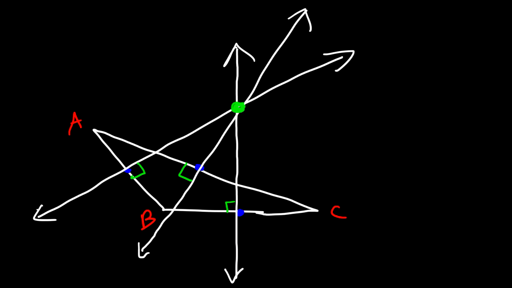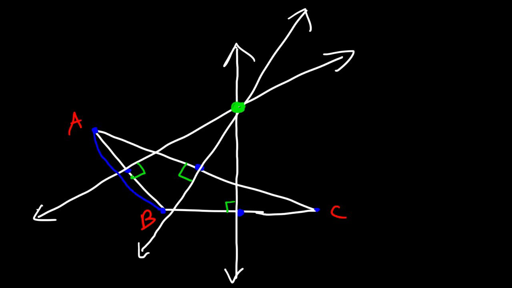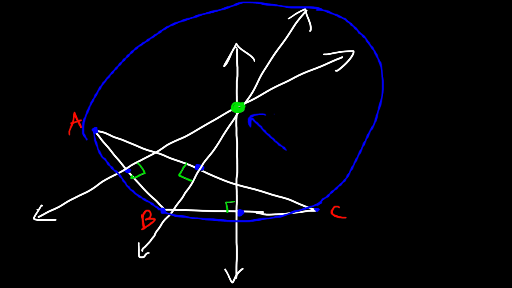So now let's draw the circle. So draw a circle that touches points A, B, and C. This might be a little tough. Let's do that one more time. Okay, you get the picture. So as you can see, the circumcenter is approximately at the center, well, it should be at the center of the circle that we just drew.